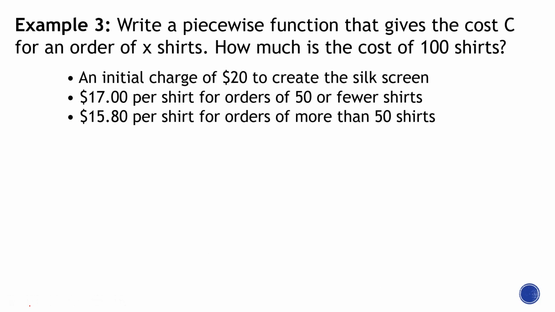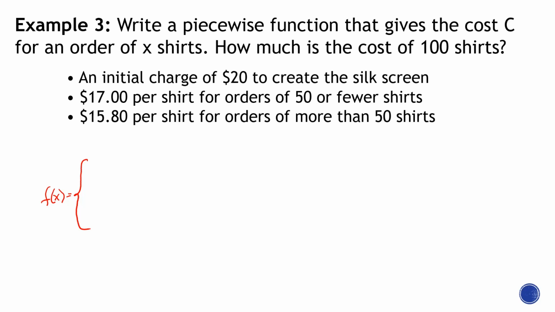Write a piecewise function that gives the cost C for an order of X shirts. How much is the cost of 100 shirts? So we have here the information. An initial charge of $20 to create the silk screen. And after that, it says here that $17 is the cost per shirt for orders of 50 or fewer shirts. And then it's going to be $15.80 if you order more than 50 shirts. So the first thing we will do here is to create a piecewise function.